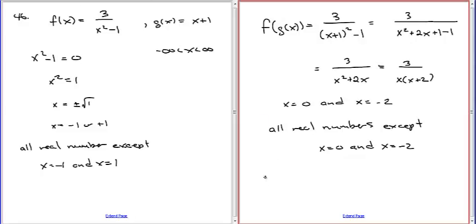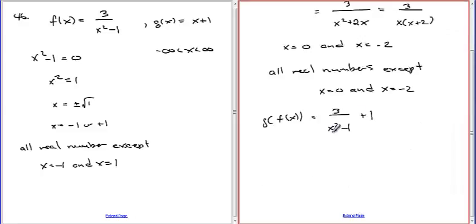And then you have g of f of x. So what we do is we plug that into here. So instead of x, we'll have 3 divided by x squared minus 1 plus 1. Now we could simplify that and combine these two terms, but to answer the domain, it's going to be the same domain as this, because this is always 1, so that's always a number. The first term is going to be undefined when the denominator equals 0.